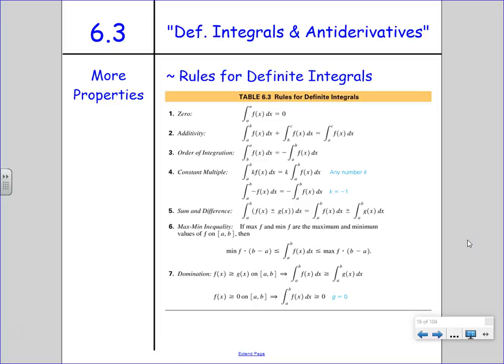Constant multiple, what else you can pull out? Sum and difference: in integrands, you can split up the integrand into two separate integrals of the separate functions.